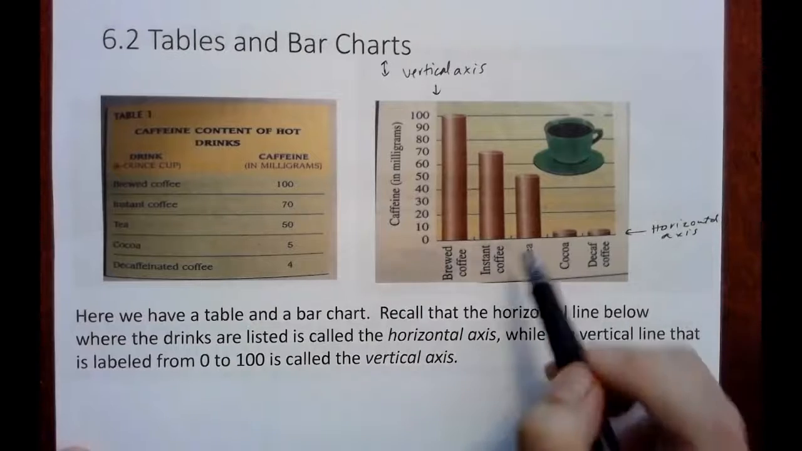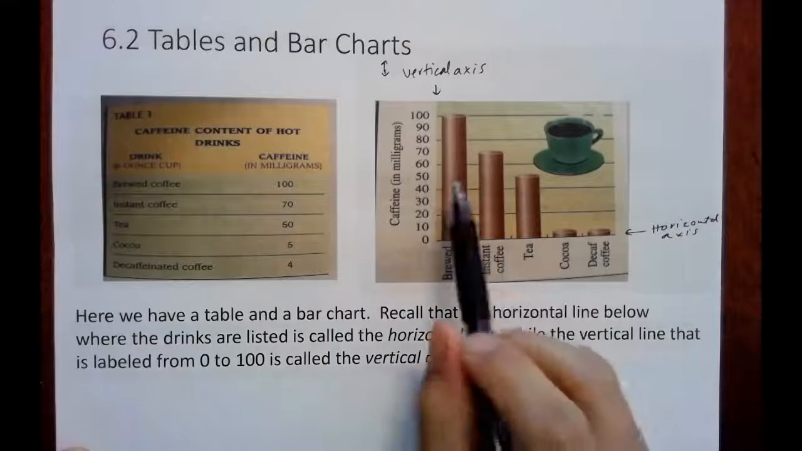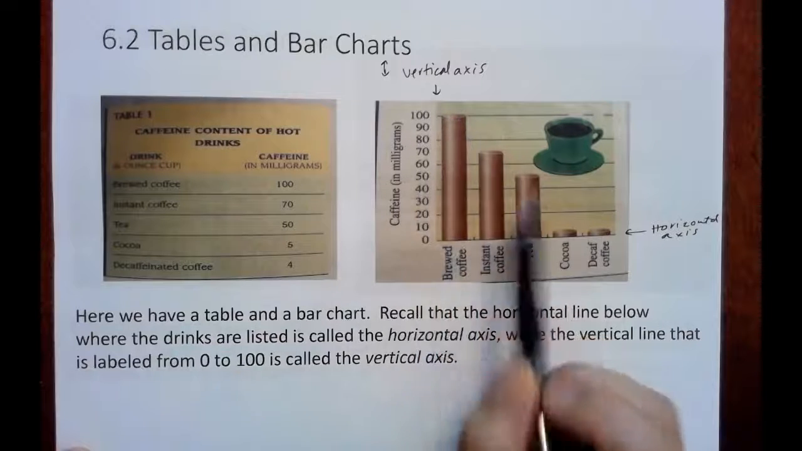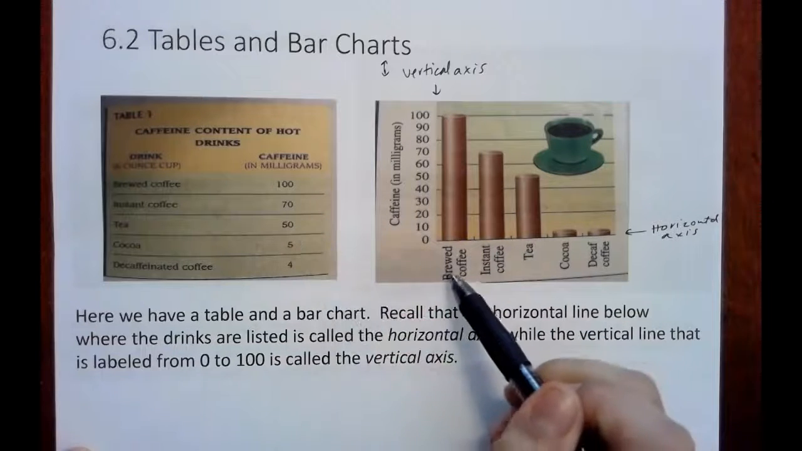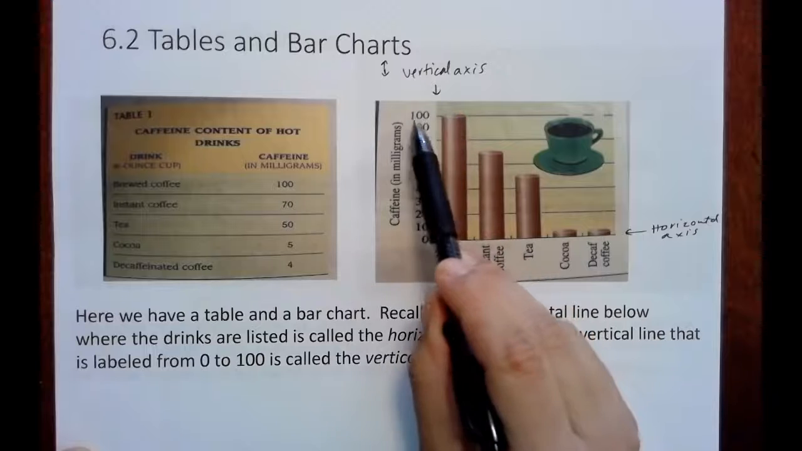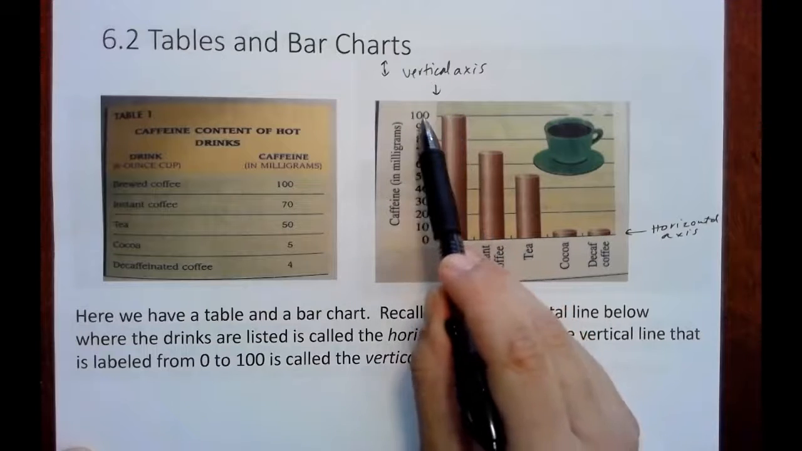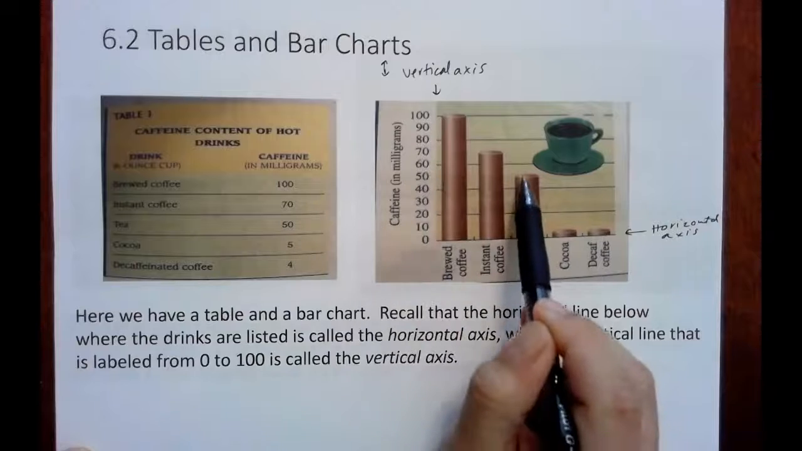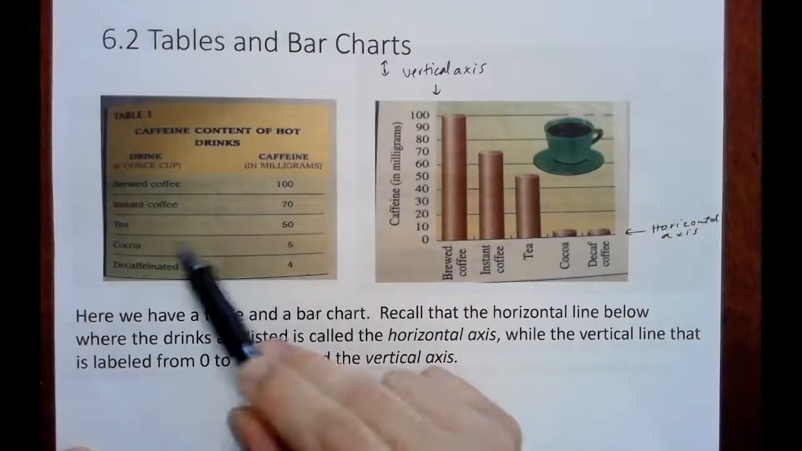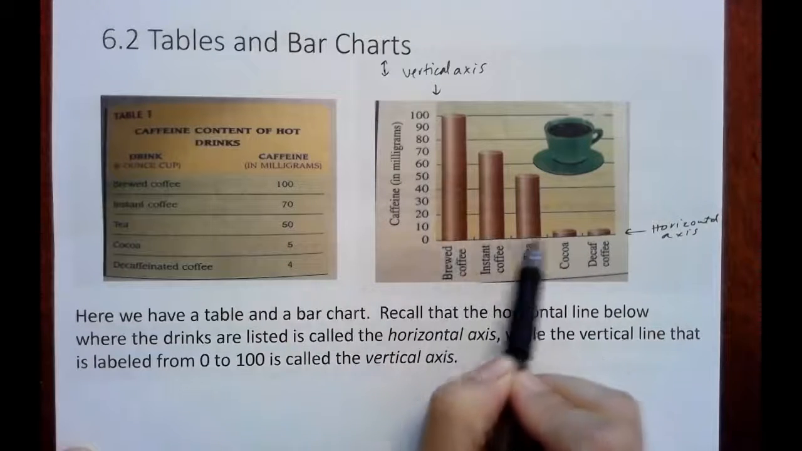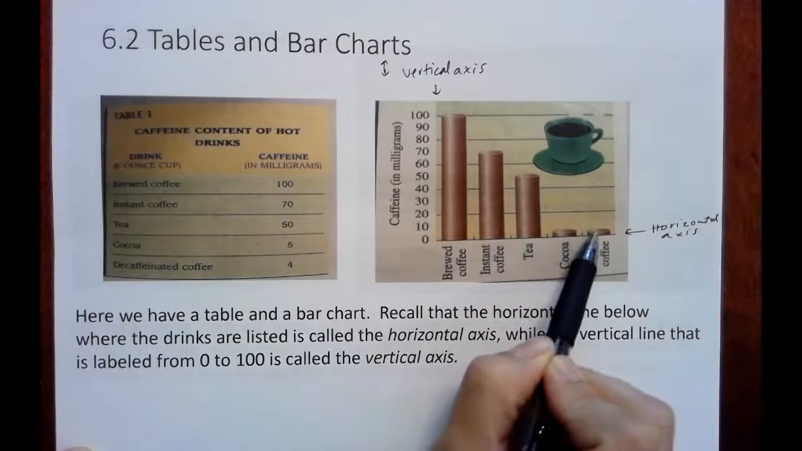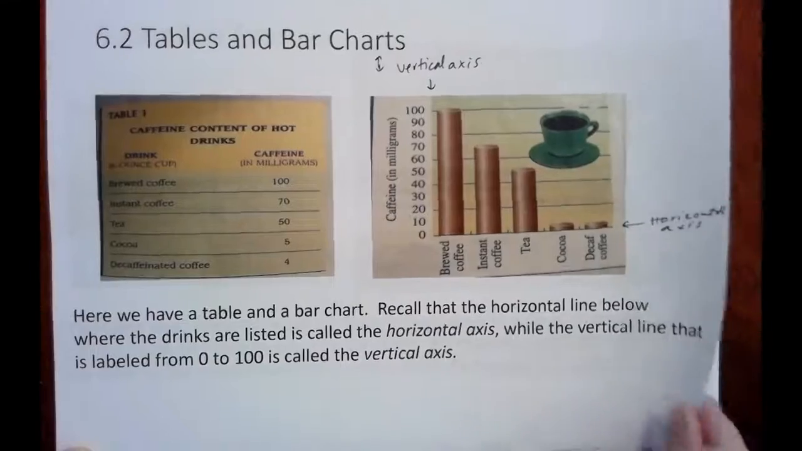The horizontal axis usually has the name of things, and the vertical axis will have the numerical value for each one. So let's say here brewed coffee has 100 milligrams, so there we go, the bar goes all the way up to 100. Instant goes all the way up to 70, tea goes up to 50, cocoa 5, so 5 here, and then 4 decaf.